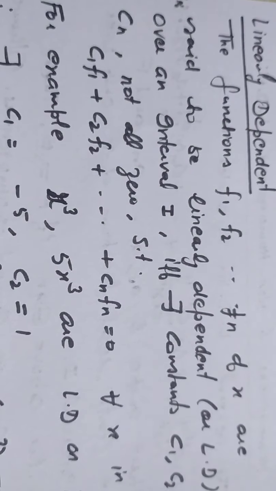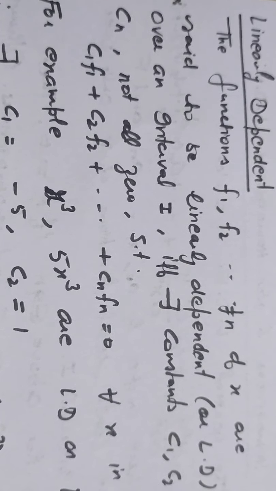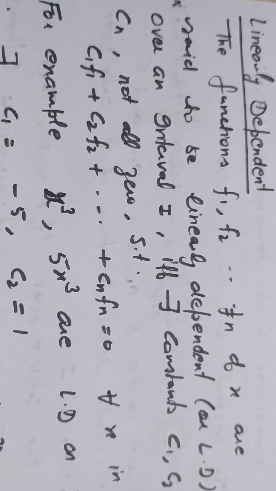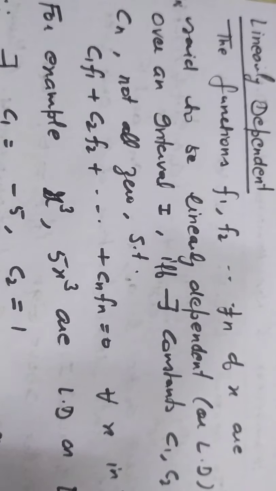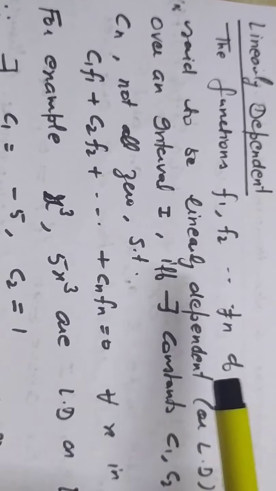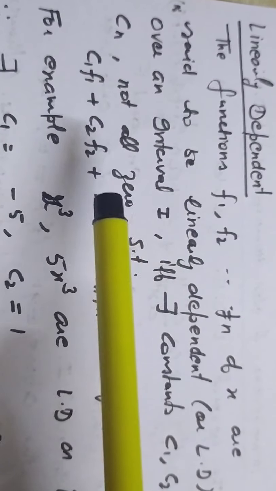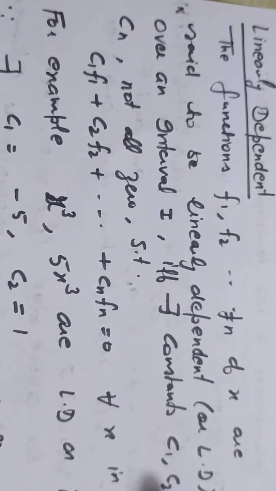The functions f1, f2, so on, fn of x are said to be linearly dependent over an interval I if and only if there exist constants c1, c2, so on, cn, not all zeros, such that c1 f1 plus c2 f2 plus so on cn fn equal to 0 for all x in the given interval.